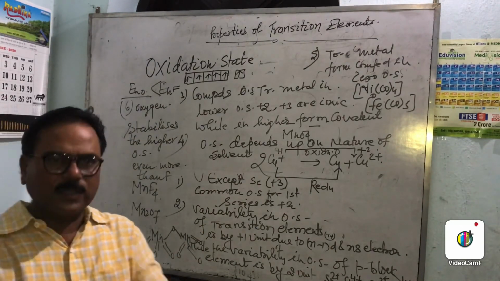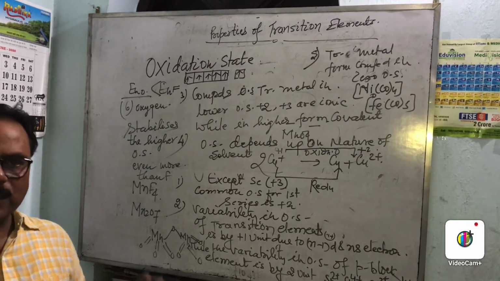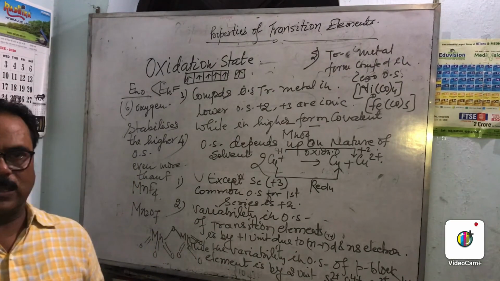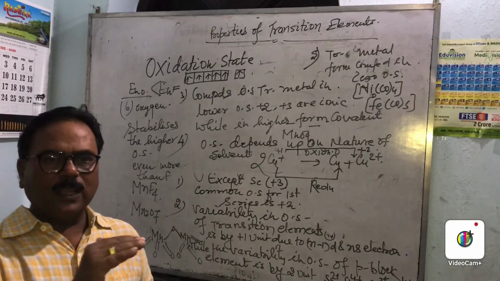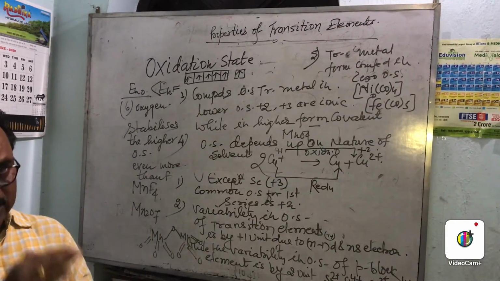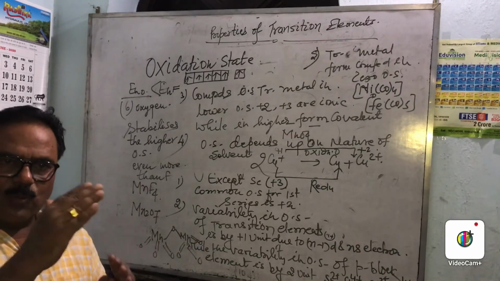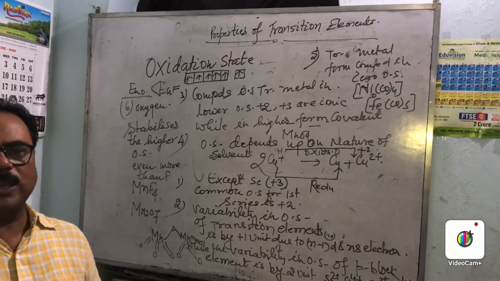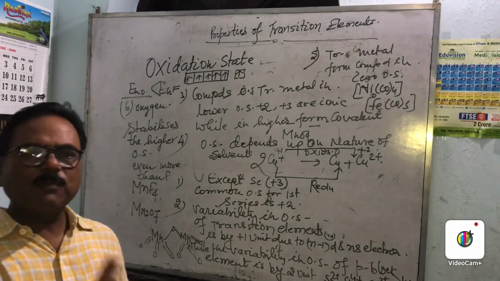So again I repeat this topic, the oxidation state. First question: why does the transition element show variable oxidation state? Due to participation of ns and (n-1)d electrons. Next question: why do both participate? Because the energy difference between 4s and (n-1)d, between ns and (n-1)d, is very low, which is why they participate.